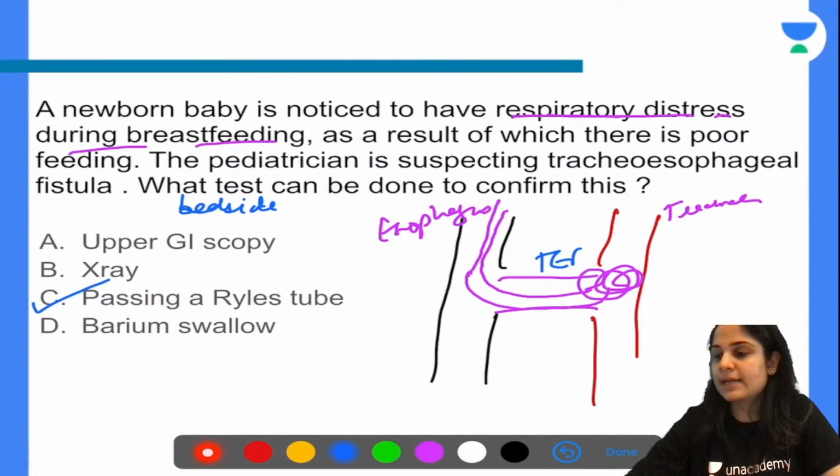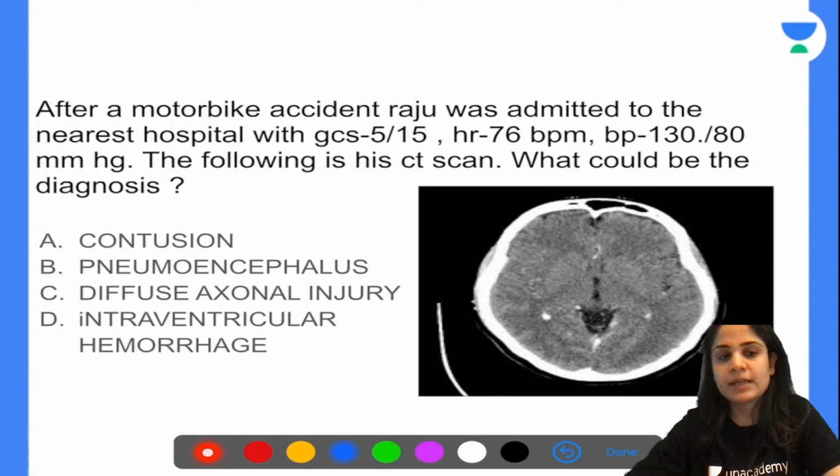After a motorbike accident, Raju was admitted to the nearest hospital with GCS of 5/15, heart rate of 76 beats per minute, BP of 130/80. The following is a CT scan. What could be the diagnosis? Contusion, pneumoencephalus, diffuse axonal injury, or intraventricular hemorrhage?